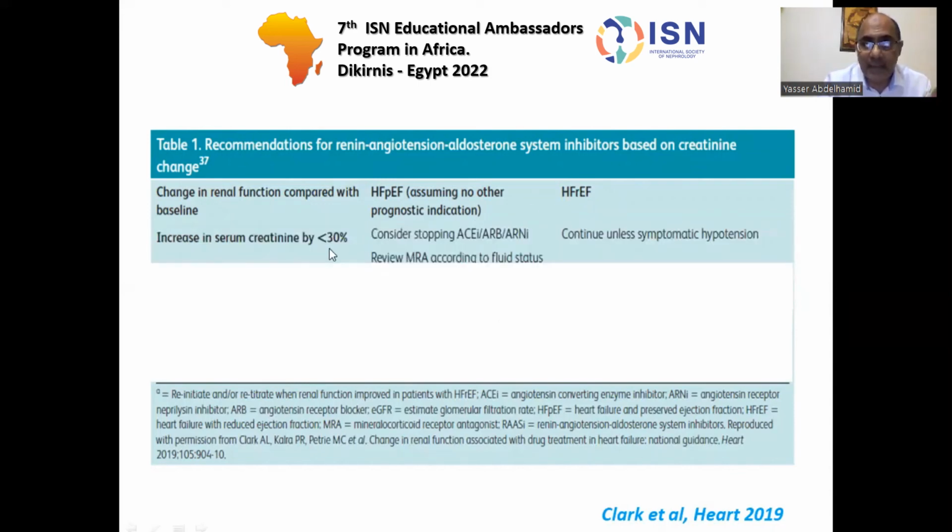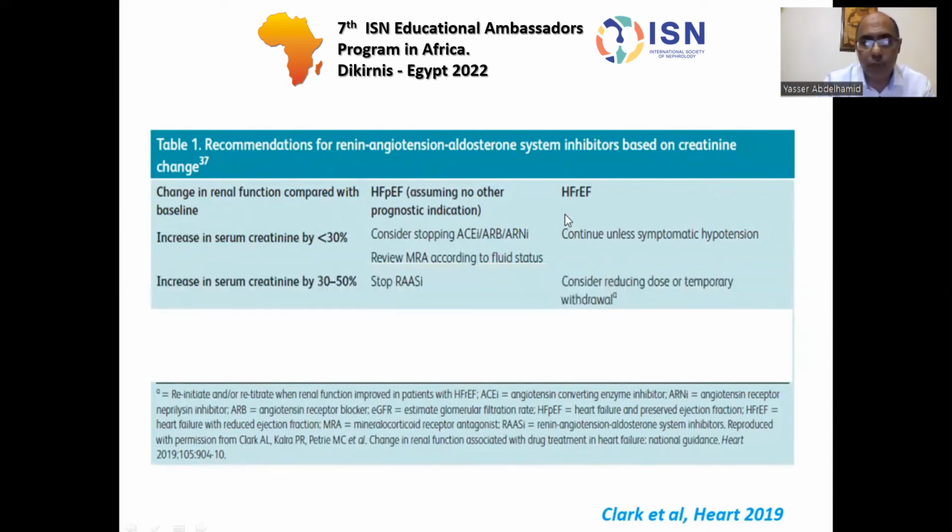Creatinine increase less than 30%: preserved ejection fraction, consider stopping. Reduced, continue. From 30 to 50, stop if preserved ejection fraction. Reduced, consider reducing the dose, not to stop if there is increased creatinine. Reduce the dose and see the effect.